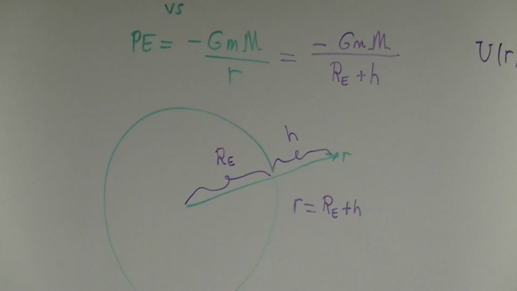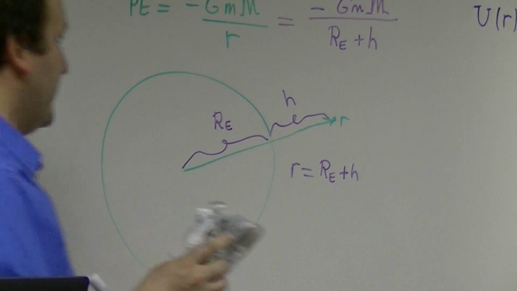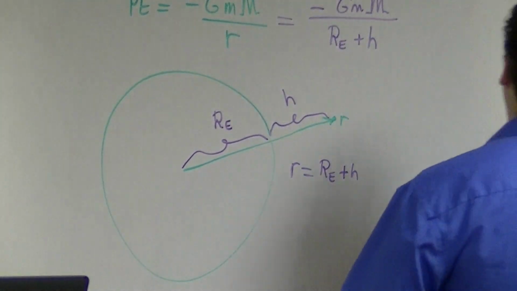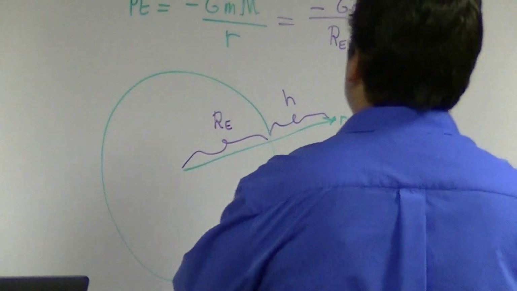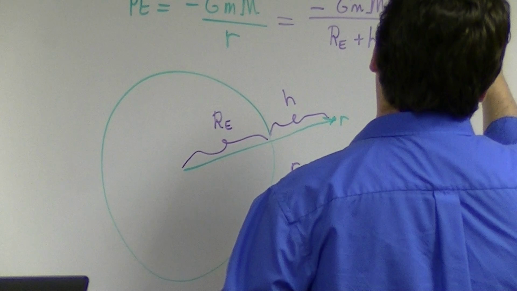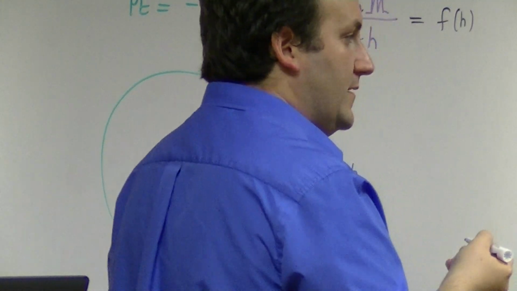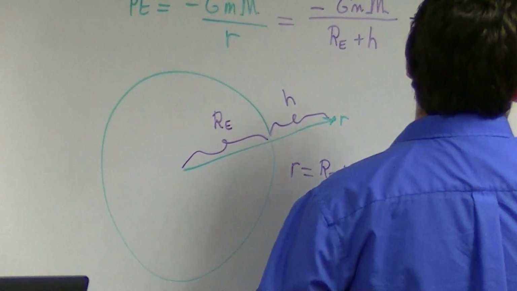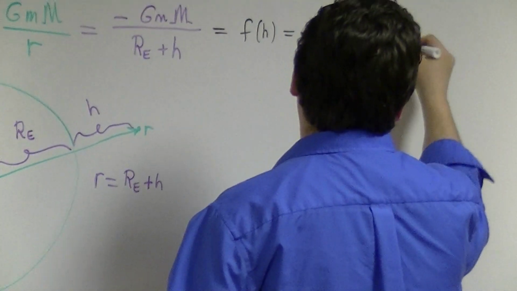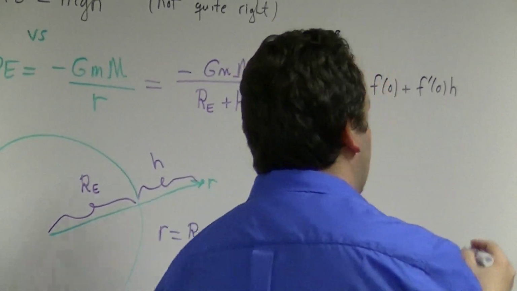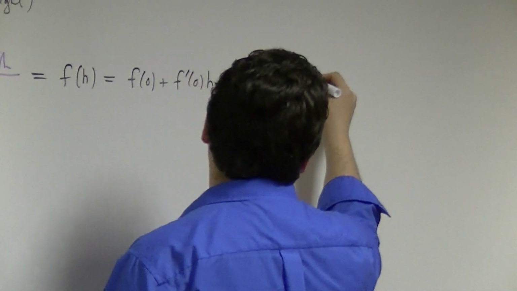And so what can I do? This is a function. I can look at this as a function of h. And I can use Taylor's theorem. I can expand and look at the Laurent series in particular. I can look at f of 0 plus f prime of 0 times h, plus 1/2 f double prime of 0 times h squared, and so forth.